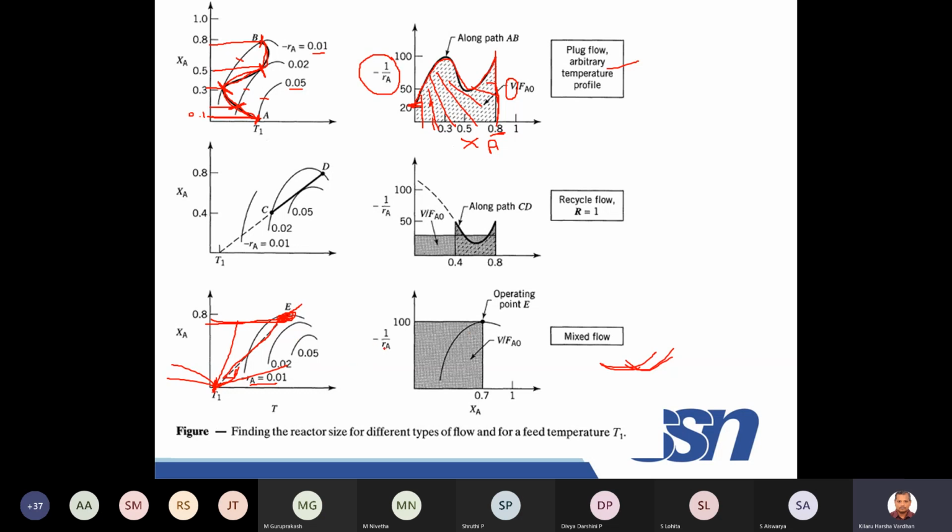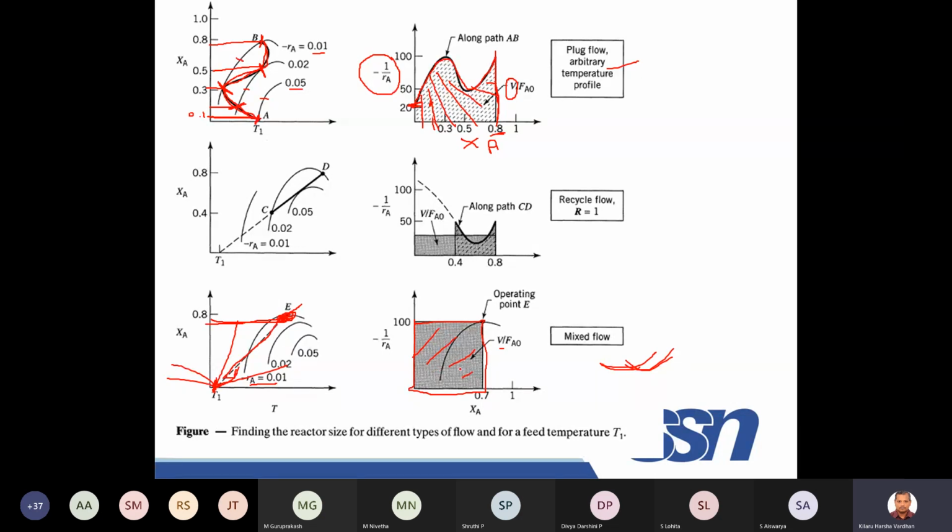So for that rate, you put minus 1 by RA. That rate is 0.001, and 1 by 0.001 is 100. So this is the rate curve, and you want 0.7. We know that the area of a rectangle is the volume of the mixed flow reactor. Therefore, this will give you V by FA0. From this, we can calculate V. So the area under the curve gives you plug flow, and the area of a rectangle gives you mixed flow.